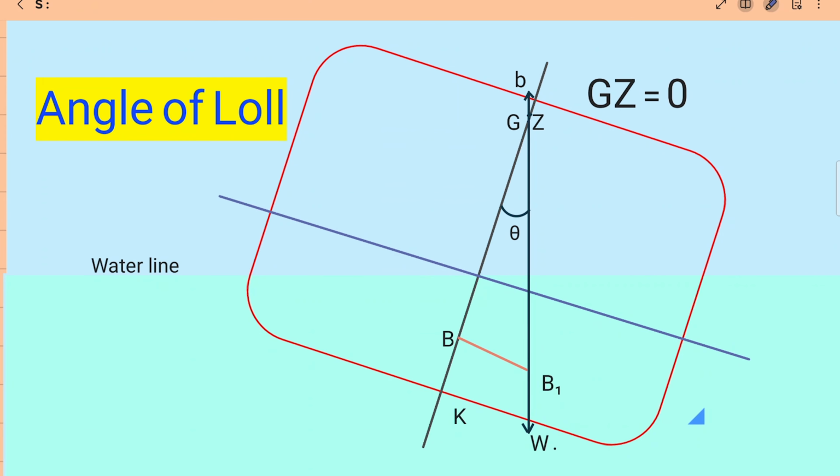Hi everyone. Today we will see what is angle of Loll. It is the most dangerous and undesired condition of ship stability. You can see this diagram here. The vessel is heeled to an angle theta and GZ is 0, which means there is no righting lever. This vessel will not return to upright condition because there is no righting lever. So this is the condition of angle of Loll.